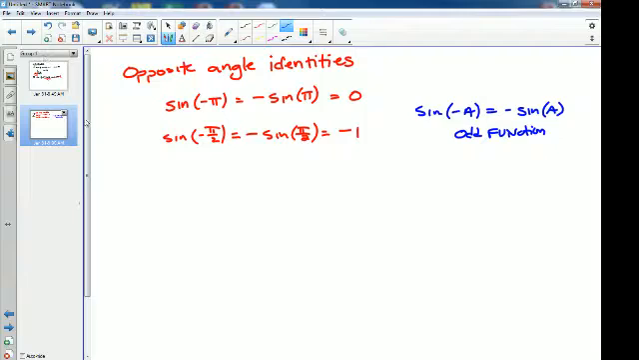Cosine has one. It's actually even better. I promise it's better for you this time. Cosine of negative pi is the same as cosine of pi. Wait, you have to do the negatives outside of cosine? No. These are the same. Yeah. I told you it was better.